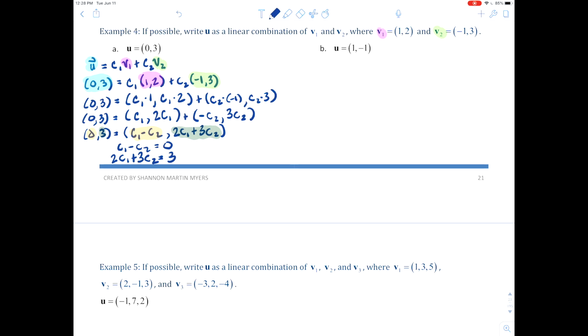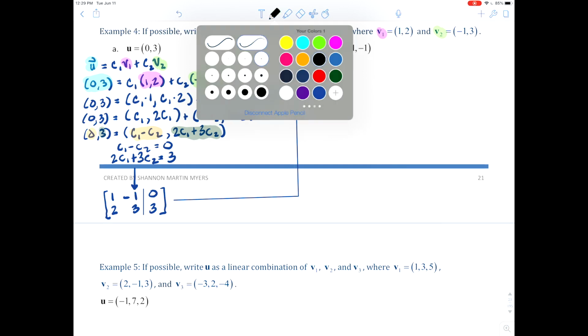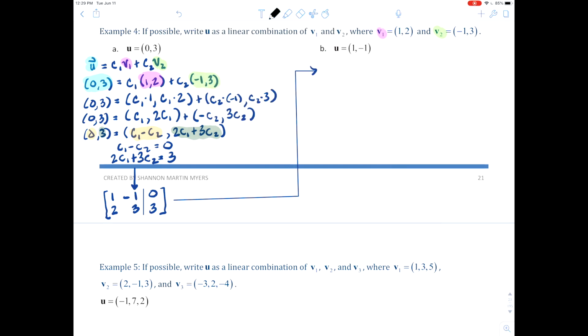If I put this into a matrix, right, I'll get the augmented matrix: 1, -1, 0, 2, 3, 3. Good so far? I'll do the other problem on the next page. So now, what operation would I want to do? I'll do this one by hand. Awesome. -2 row 1 plus row 2 for a new row 2.